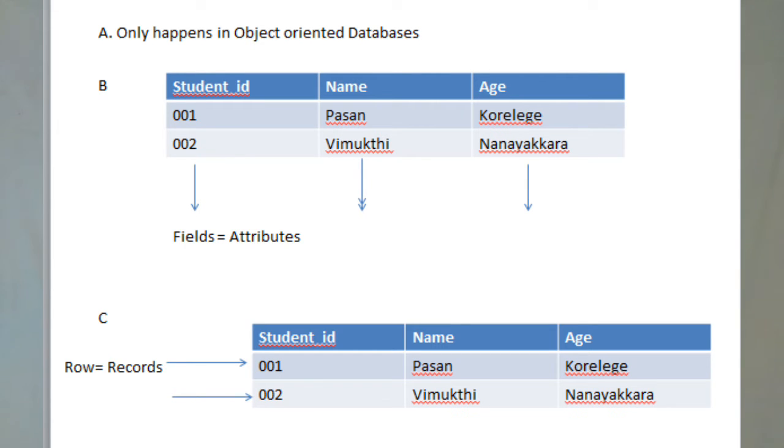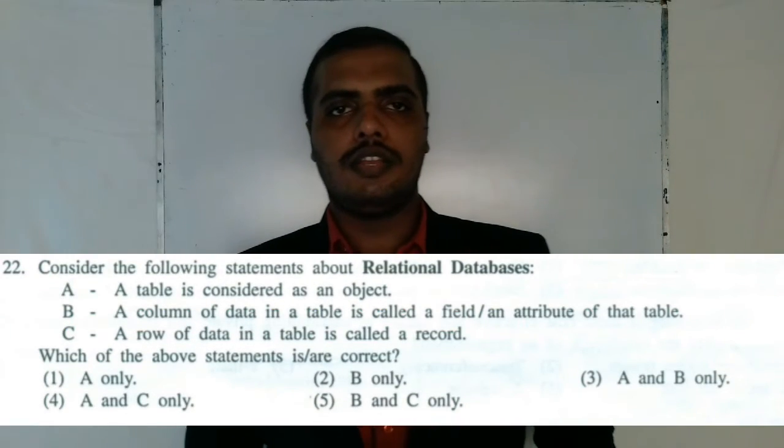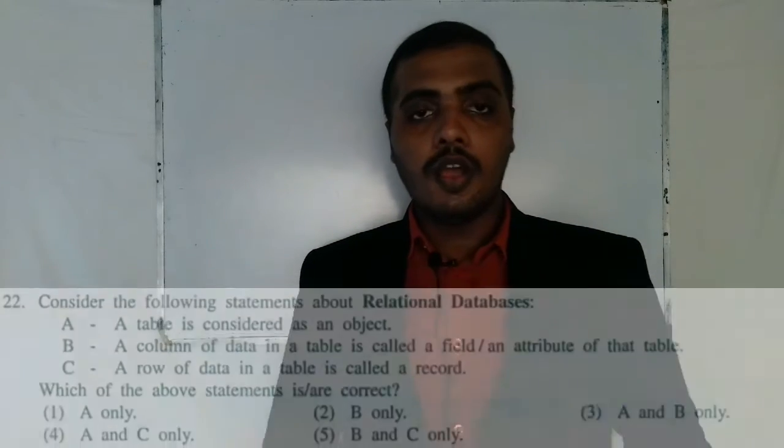So it's wrong. B, a column of data in a table is called a field or attribute of the table. That's simply true. A column is a field, an attribute when it comes to the entity. So B is right. C, a row of data in a table is called a record. That's true, because if there is a table called student and it has 50 rows, that means there are 50 records. So B and C are the correct answer. So again it's number 5, B and C only.